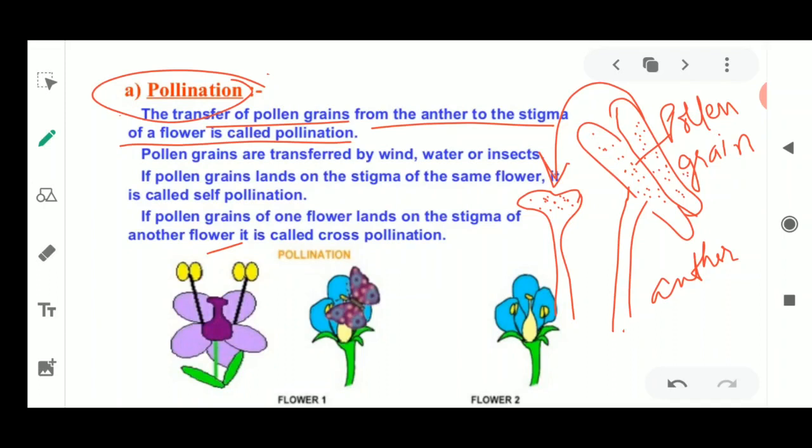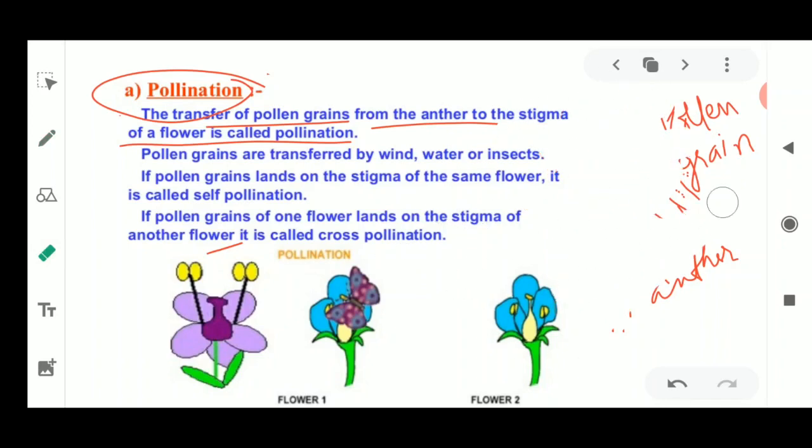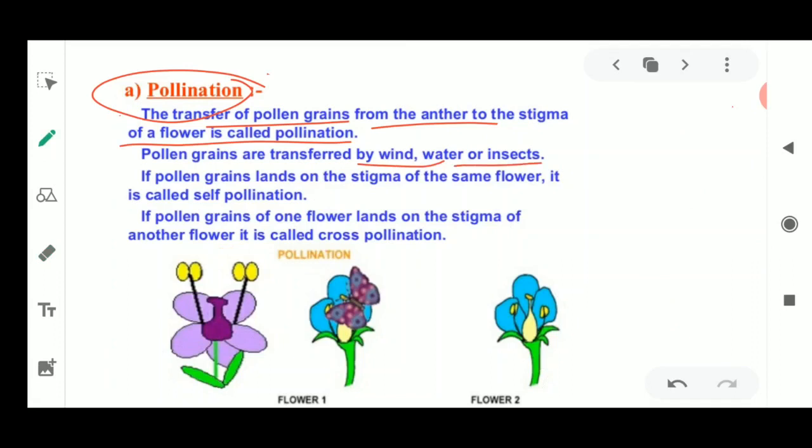Now these pollen grains are not going to be transferred on their own. They don't have legs, they cannot walk. So how are they getting transferred? They are going to be transferred with the help of certain agents. What kind of help is it? It is taken from the atmosphere, from the environment. So this transference takes place with the help of wind, water, or insects.